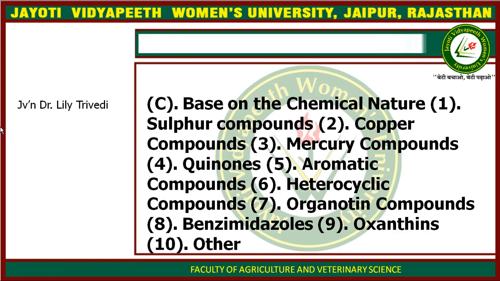On the basis of the chemical nature: sulfur compounds, second is copper compounds, mercury compounds, quinones, aromatic compounds, heterocyclic compounds and organotin compounds, benzimidazoles and oxathiins, and others.